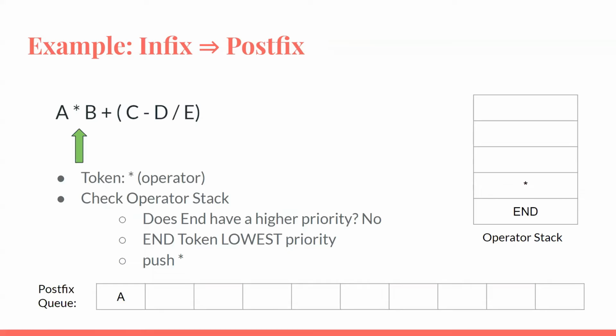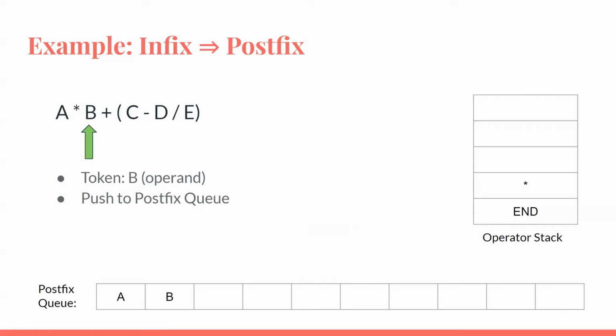Now we have a multiplication sign. Now what we're going to do with an operator is we're going to go to our stack. Next, we're going to check the top of the stack, and we're going to ask ourselves, does whatever is on the top of our stack have a higher priority? In our case, it's the end token. So we ask ourselves, does the end have a higher priority? The answer, no. So we're going to push our multiplication sign onto the stack. B, we just push it onto the queue like normal.